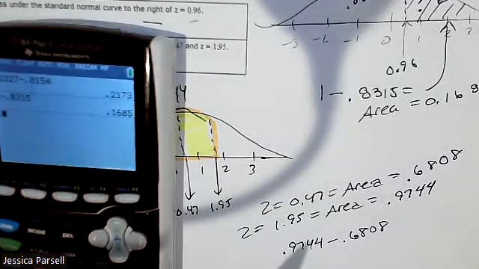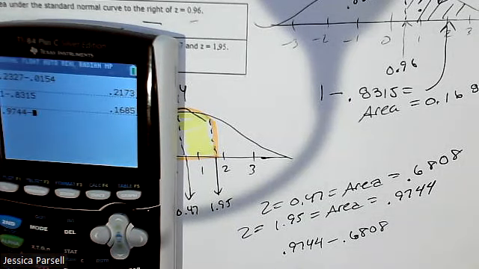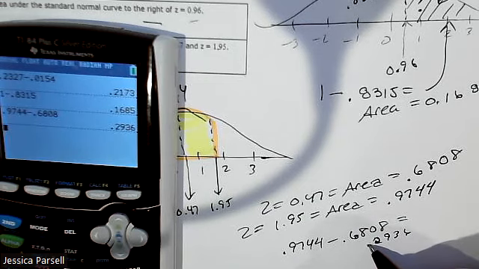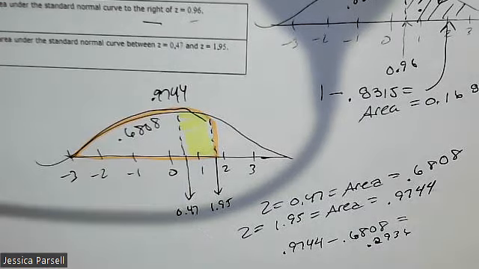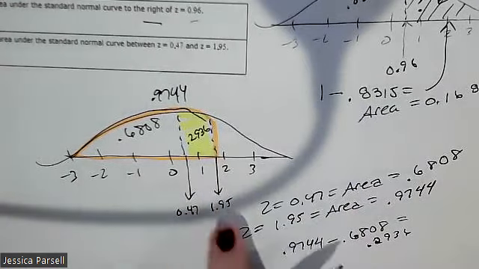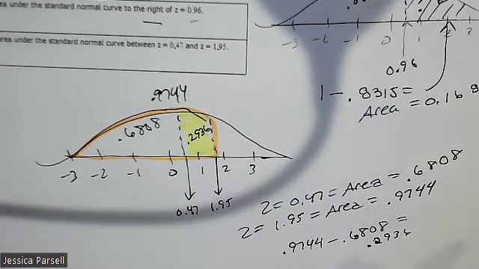Hopefully this is making a little more sense now that we've looked at a couple examples, and hopefully you got 0.2936. Basically what we're saying is this is 0.2936, or that piece is 30% of this 100% area under this standard normal curve.